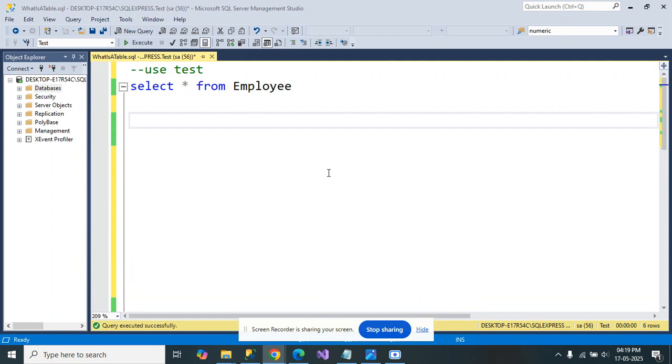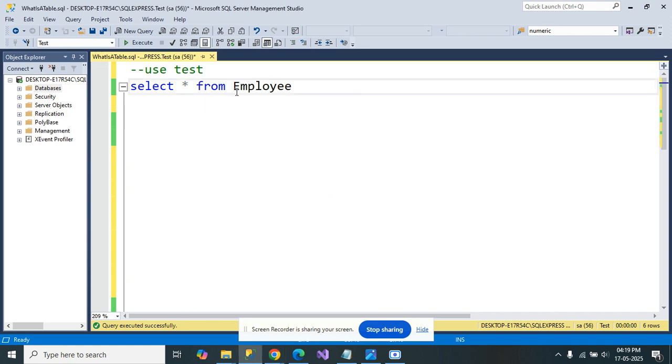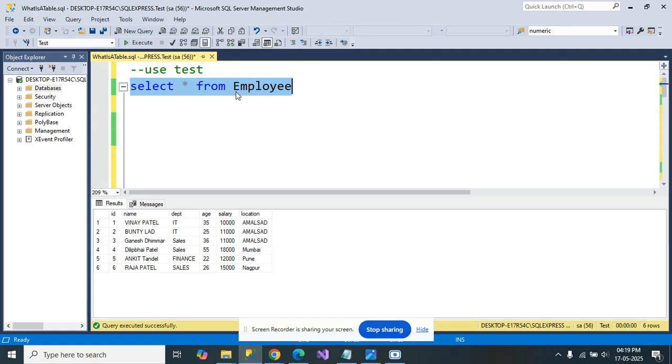Let's take an example of this employee table over here. Let me run this query and see what we have. We have a table called employee which has 6 columns, and there are a few rows in the table. Let's try to read out the first line. It says that there is an employee with ID 1. The name of that employee is Vinay Patel. Department is IT. His age is 35. His salary is 10,000, and he's coming from a location called Amalsara. So this is how you should read table data.